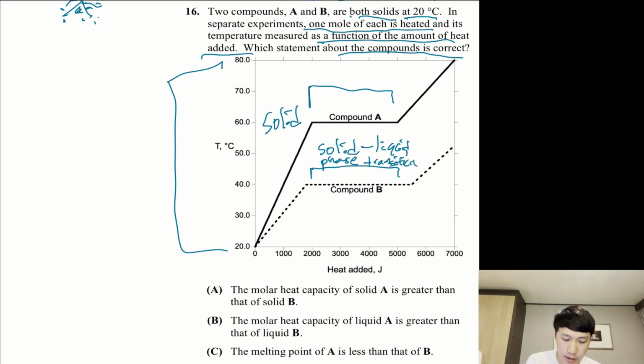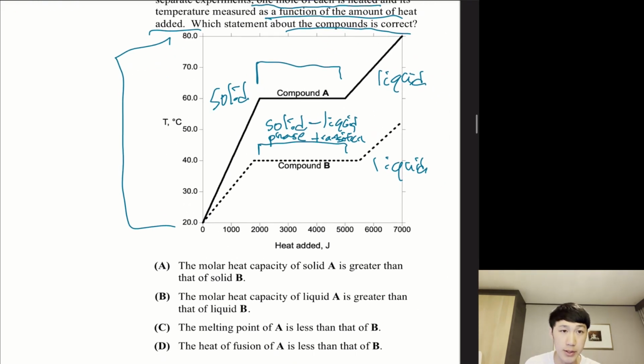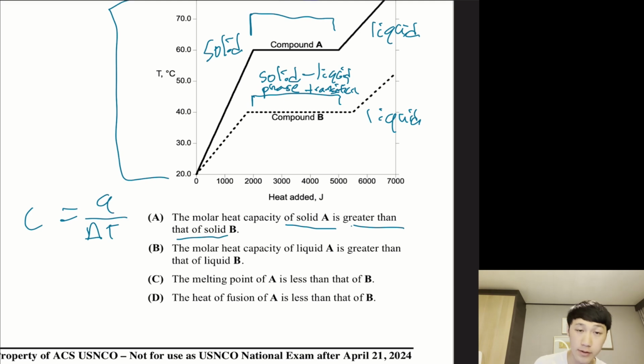All right, and then lastly we have this liquid that gets heated up after we pass this flat line, right? So let's consider each of the options now that we understand what's going on in the graph. So A, the molar heat capacity of solid A is greater than that of solid B. Let's remember what heat capacity is. Heat capacity, C, is equal to the amount of heat provided divided by the change in temperature for the sample.